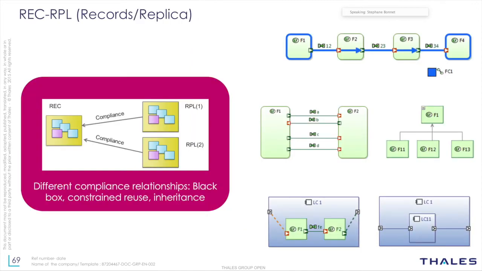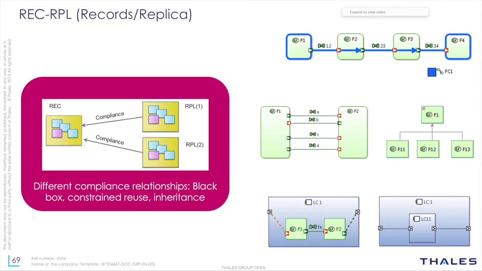So the solution that we have in Capella is called records and replica. And basically, a replica complies to records, and the compliance relationship between the replica and the records can be customized or can be different. We can have a black box compliance, meaning that the replica is strictly identical to the record, but we can have constrained reuse or inheritance, which all allow different kinds of variation between the replica and the records.